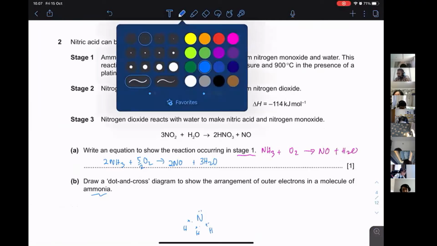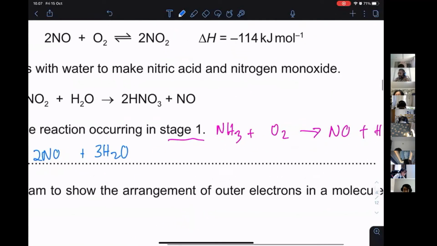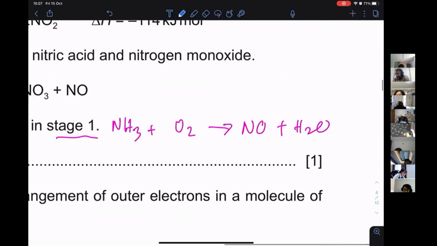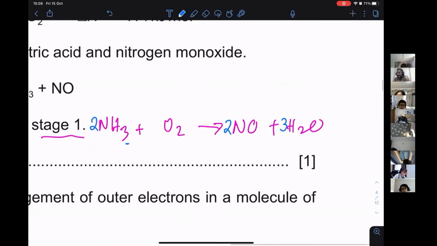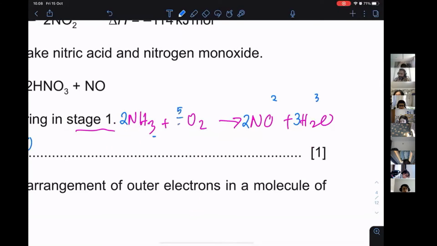If I want to balance this, for hydrogen, if I have H3 it is quite difficult to balance, so normally I put 2. When I put 2, I have 2 nitrogen, so automatically I put 2 there. Now I will have 6 hydrogen, so I just need to put 3 there. Towards the end only I balance the oxygen, which is 3 oxygen plus 2 oxygen, so 5 oxygen. How do I get 5 oxygen? 5 over 2. If I don't want to write a fraction, I need to times everything by 2. So it is 4 NH3 plus 5 O2, 2 times 2 is 4 NO, 2 times 3 is 6 H2O. This is going to be the answer that they want.